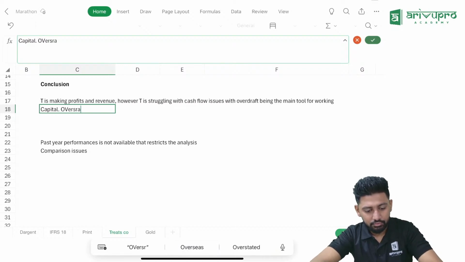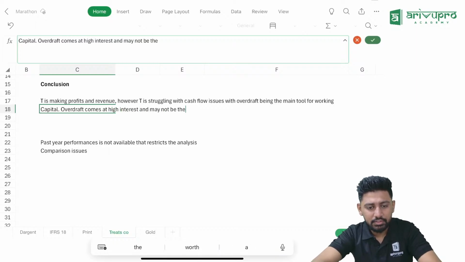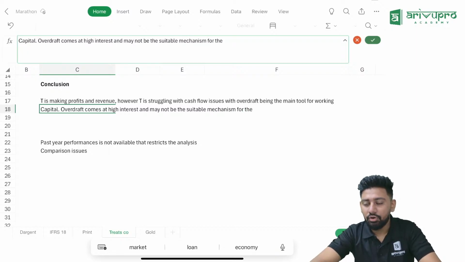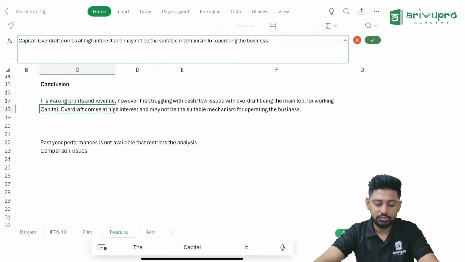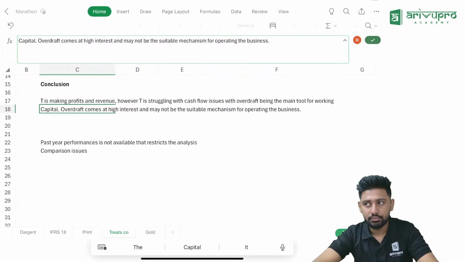Overdraft comes at high interest and may not be the suitable mechanism for operating the business.